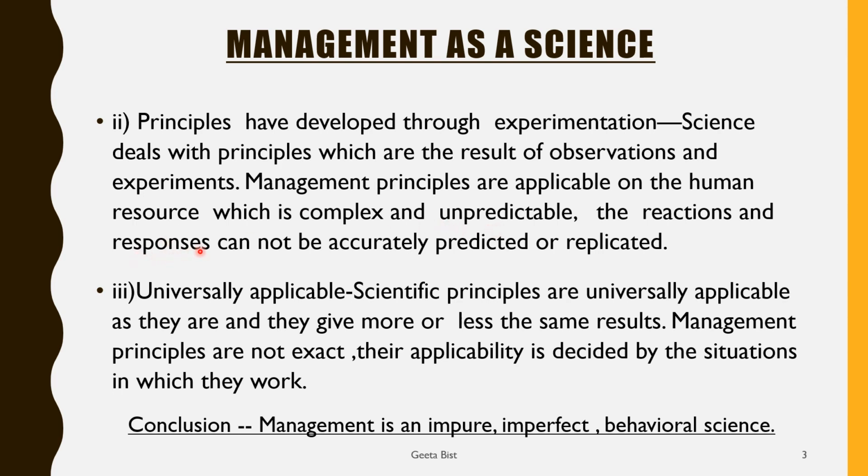Coming on to the third and the last feature of science, which says universal applicability. That means the principles developed in science are universally applicable. They are more or less the same in all the conditions. That means they'll give the same result everywhere if the prescribed condition is satisfied. Whereas management principles are not exact because their applicability is decided by the situation. Say, for example, what principle you are going to apply depends on the need of the hour. Which principle is preferred by you will depend on which output you are looking forward to achieve.